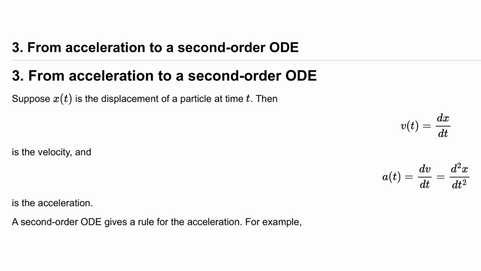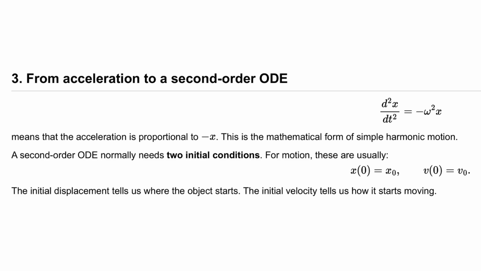Mathematically, if we define x as displacement, then the first derivative of x is velocity, and the derivative of velocity is acceleration. This means acceleration is the second derivative of displacement. A second-order ODE essentially provides a mathematical rule for determining the acceleration of a system at any given moment. For simple harmonic motion, the acceleration is proportional to the negative displacement, represented here by negative omega squared times x.